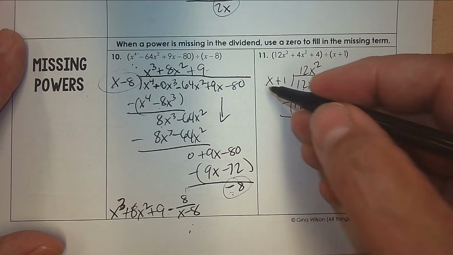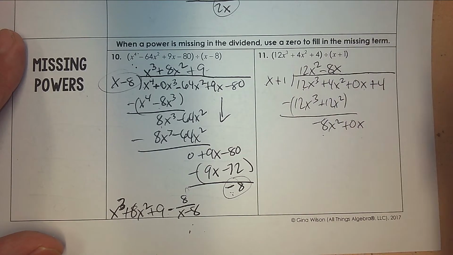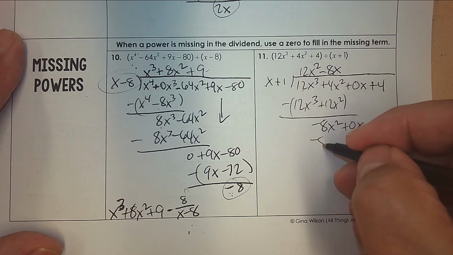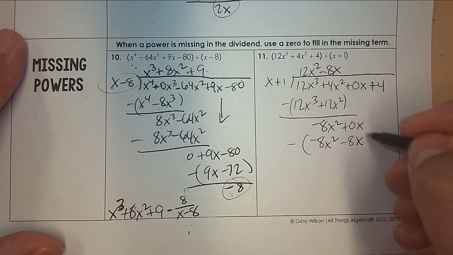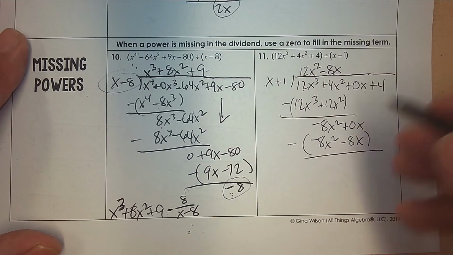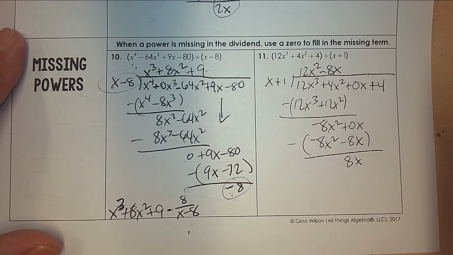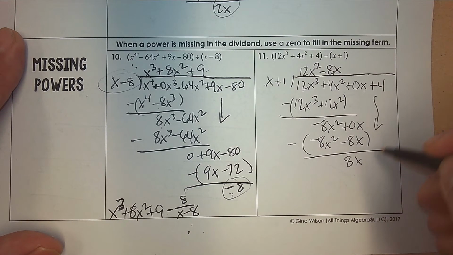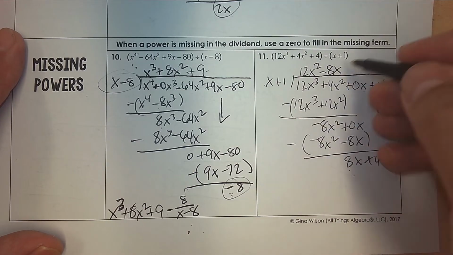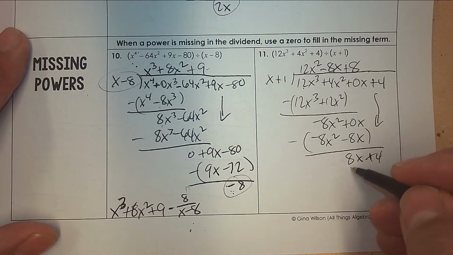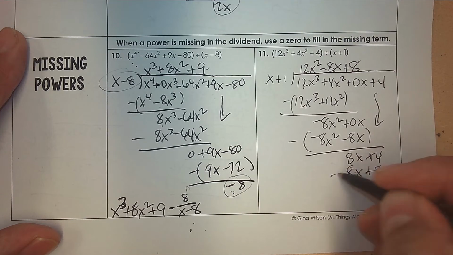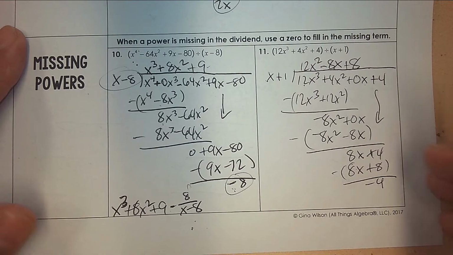Negative 8 divided by 1 is negative 8x. When you subtract the exponents, that's negative 8x squared and negative 8x. When you subtract a negative, it's positive. Bring down the last one, 4. 8 divided by 1 is 8. So 8x plus 8, subtract, gives me negative 4.